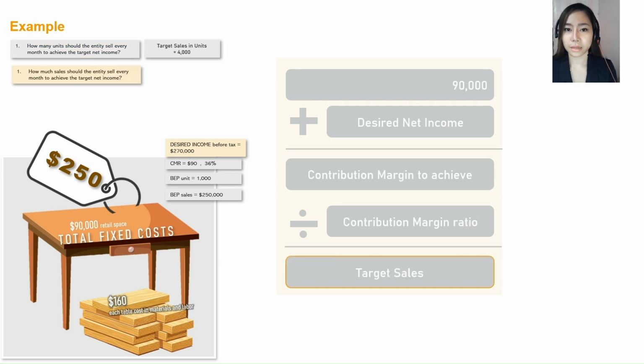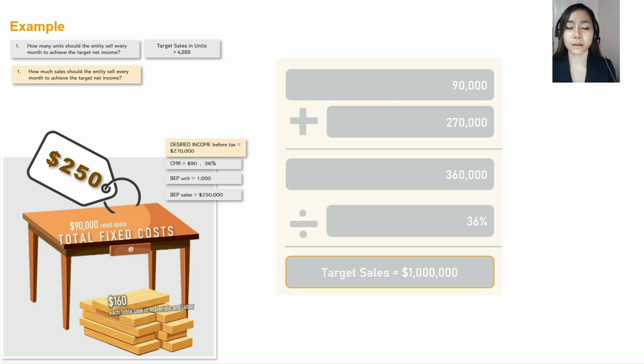For the target sales in dollars, fixed cost, which is 90, plus desired net income before tax, which is 270, say 360. We divide that by the contribution margin ratio, which is 36%. So the target sales is 1 million.